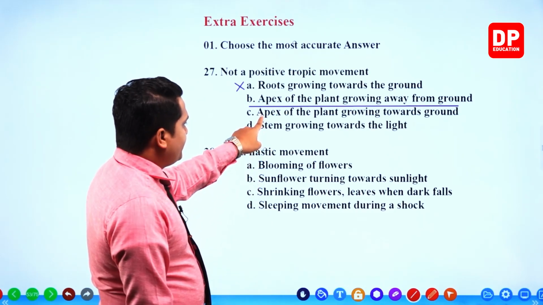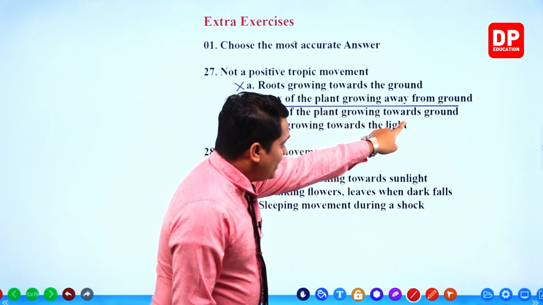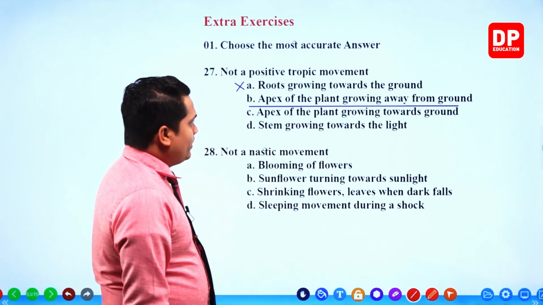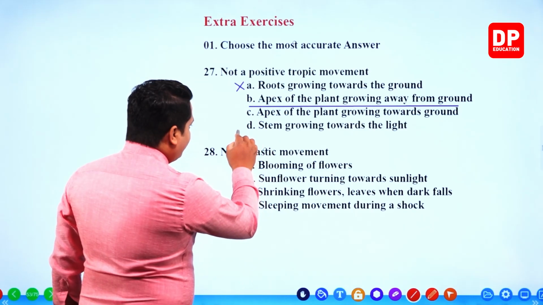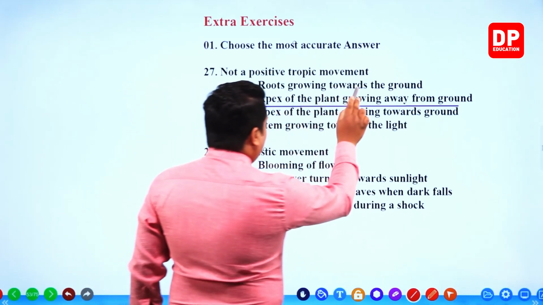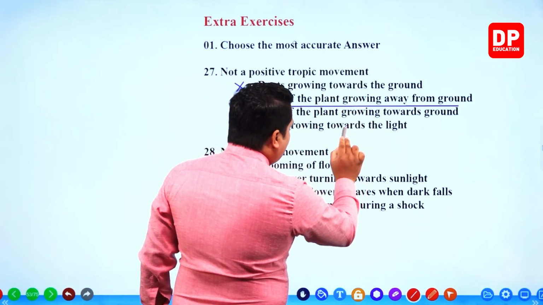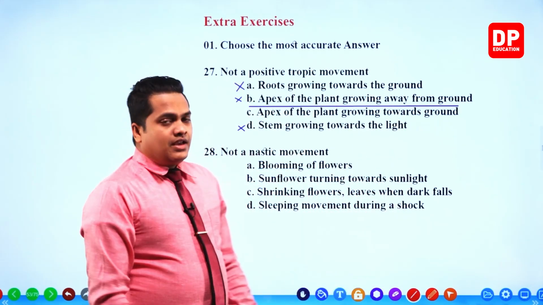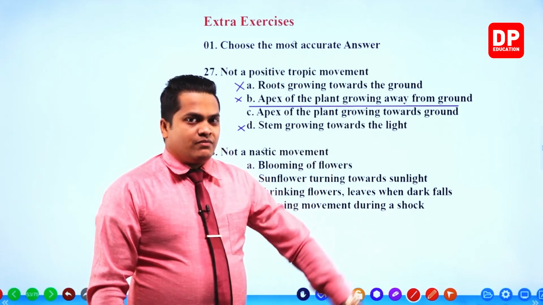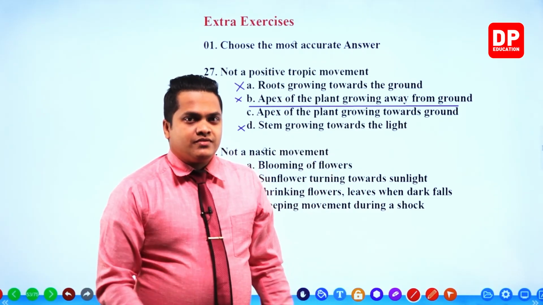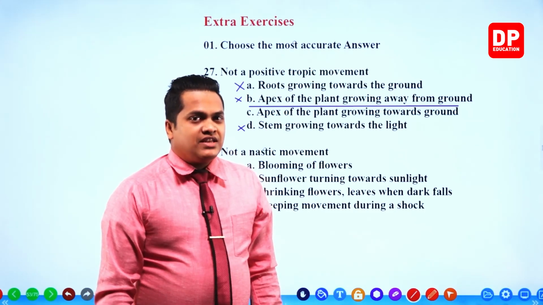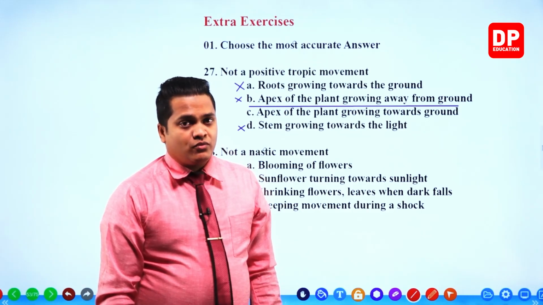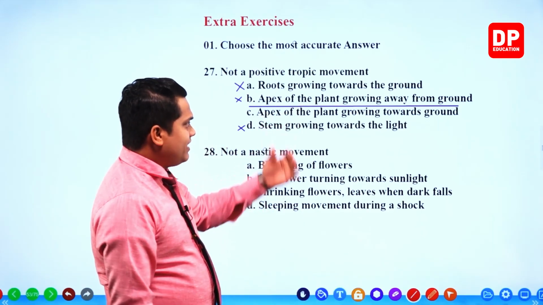Let's go for the other one. Apex of the plant growing towards. Once again you can observe towards. Here stem growing towards. So all of these answers contain towards. Here towards can be observed, and here also, and here also. So all of these things are positive trophic movements as they contain towards. So you have to select the one which is not a positive trophic movement, then select the one which has away.